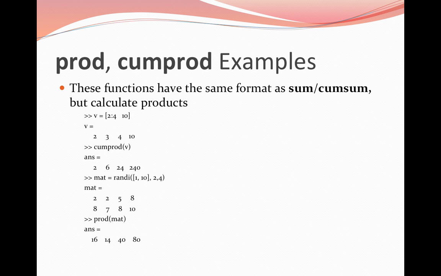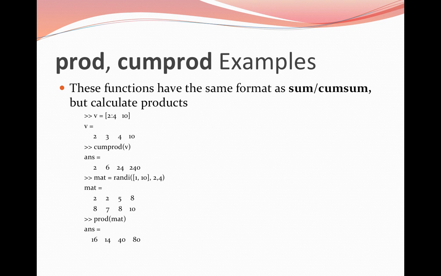The prod and cumprod functions work like sum and cumsum, but instead of giving us sums, we're getting products. So here's a vector v that has the values 2, 3, 4, 10. The cumulative product of v is going to go through and multiply the individual elements and show us the running product. So in other words, we start with 2, and then 2 times 3 is 6, and then 6 times 4 is 24, and then finally 24 times 10 is 240. So again, the original vector has 4 elements. The cumprod function gives us a vector that has 4 elements also.